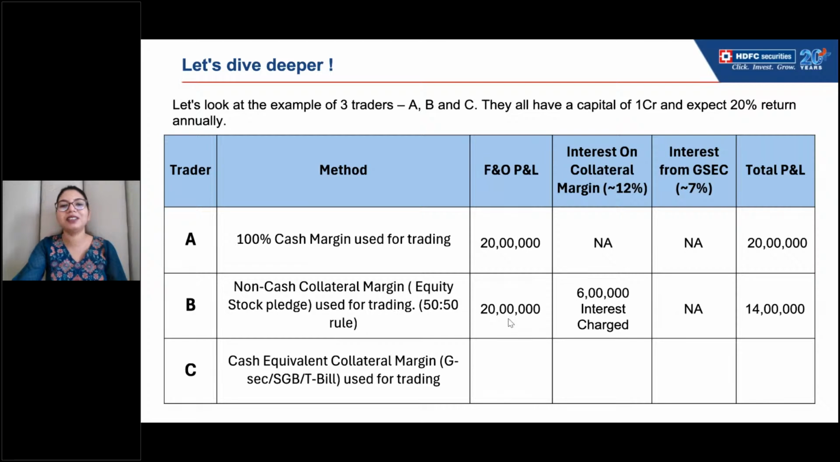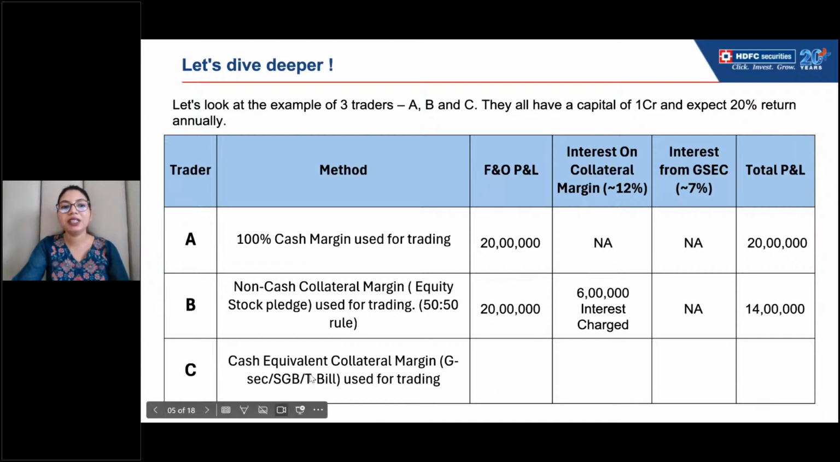14 lakh, because straight forward आपके जो F&O में 20 lakh बने थे, the B trader who made 20 lakh into F&O trading as a profit, from that this 6 lakh is going as the interest of his collateral margin. All right, and at the end what is he is left with? 14 lakhs.